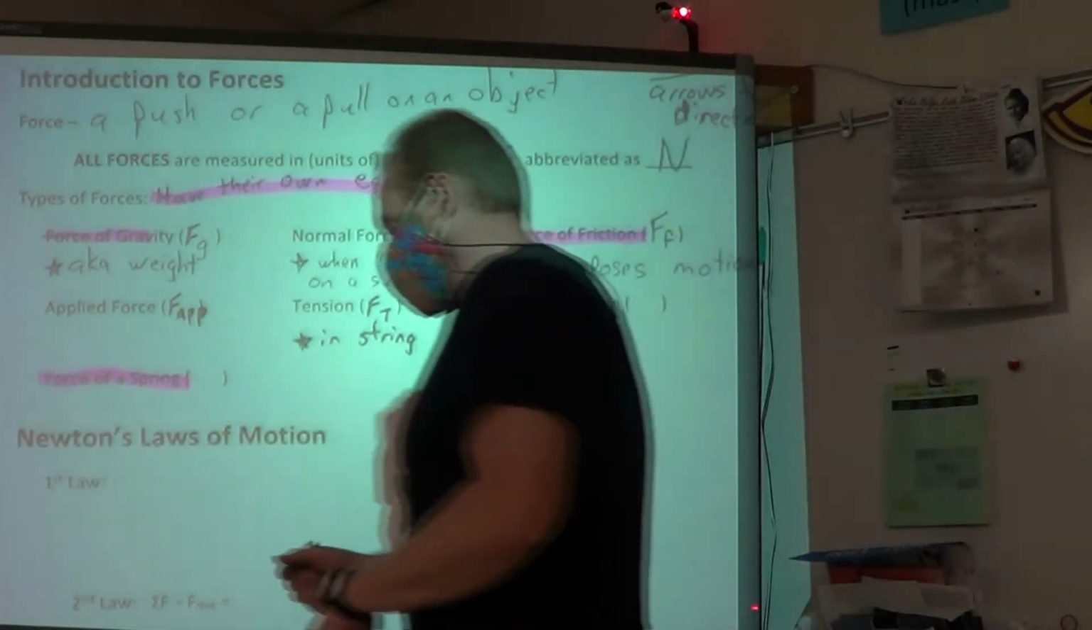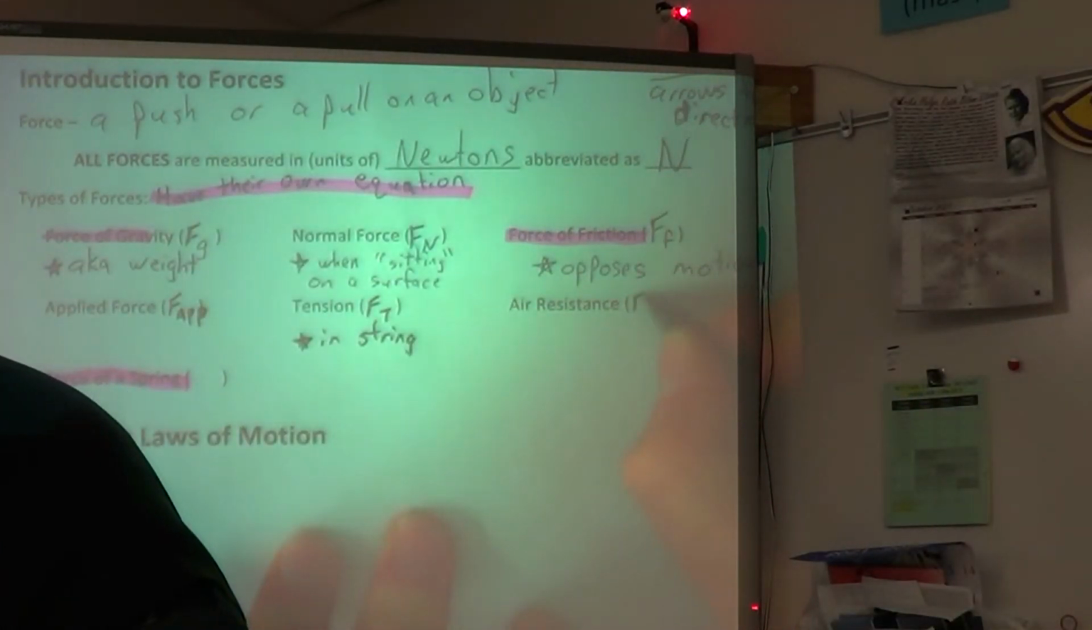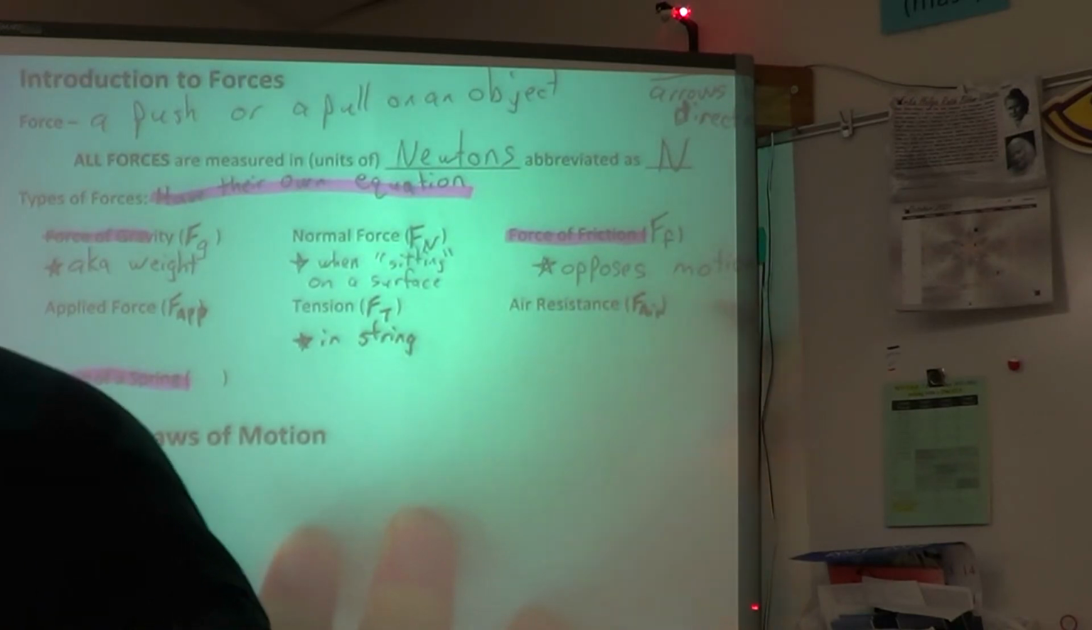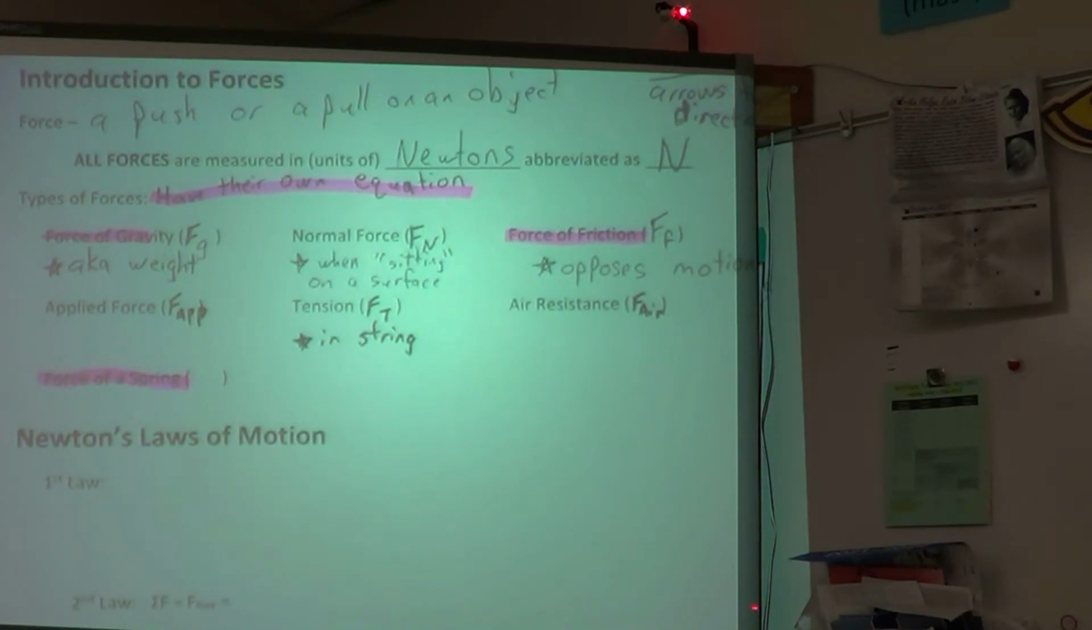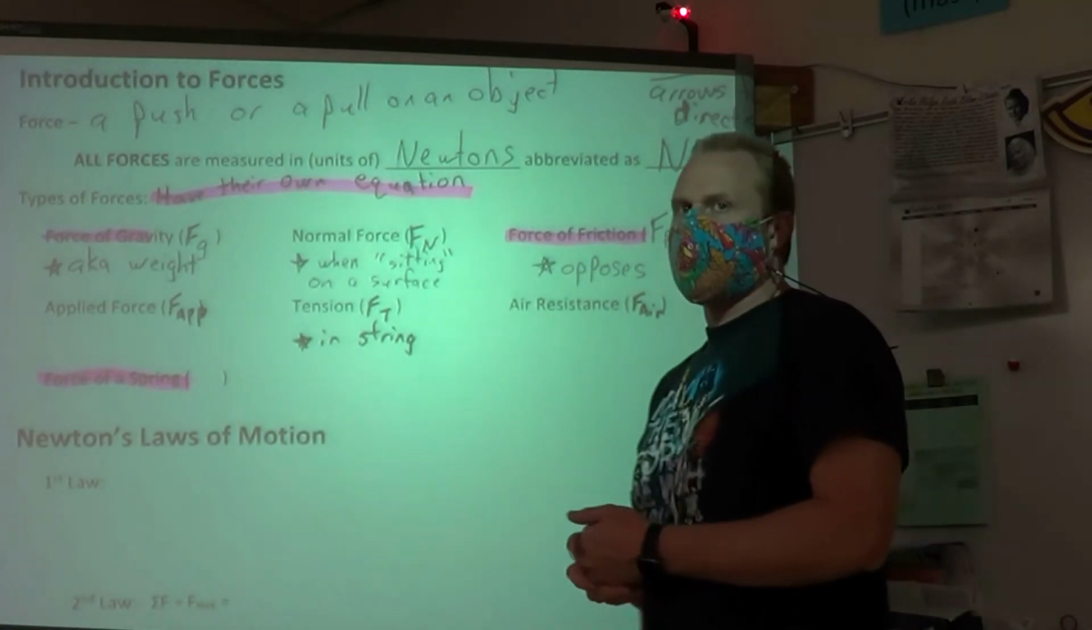Air resistance, we don't do a whole lot with air resistance. It's something we mention. It's not a calculation we do, it's called F of air. Air resistance is nothing more than a specialized type of friction. Friction is when two objects rub together, that's friction. Air resistance is when an object rubs together with air. Okay? It's just a type of friction. The reason we don't do much with calculations in air resistance is they're kind of complicated.